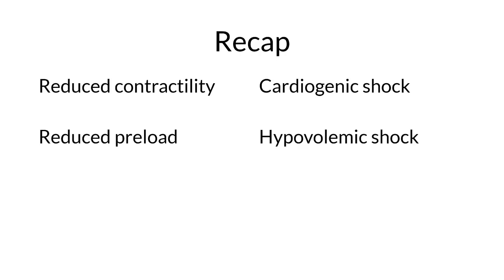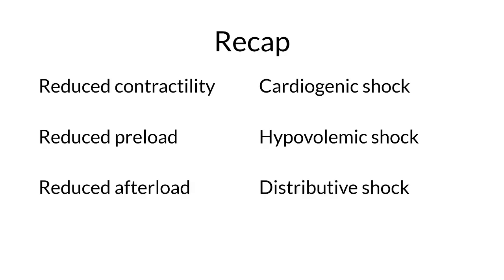Let's recap. Having learned the concepts of contractility, preload, and afterload, we now have a framework to understand 3 of the 4 shock states. Reduced contractility results in cardiogenic shock. Reduced preload results in hypovolemic shock. And reduced afterload results in distributive shock. That wasn't too bad, was it?